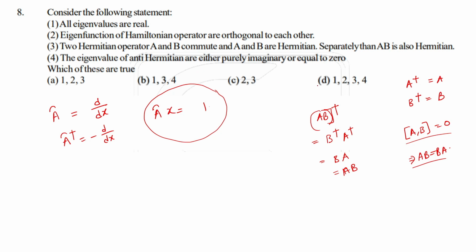So in their answer sheet also they have mentioned 1, 2, 3, 4. All of them are true. Okay, if this kind of question comes, then you can select this. What I am trying to say, when I am operating A on X, I am getting only 1. I am not getting back my X. Correct. So that is not an eigenvalue equation itself.